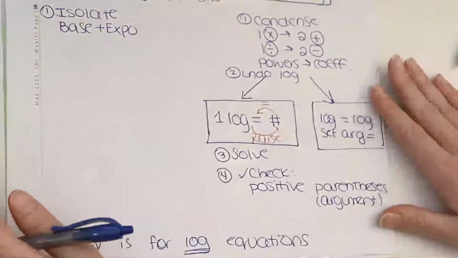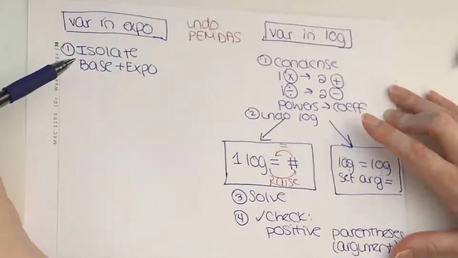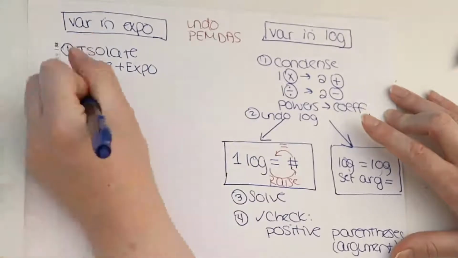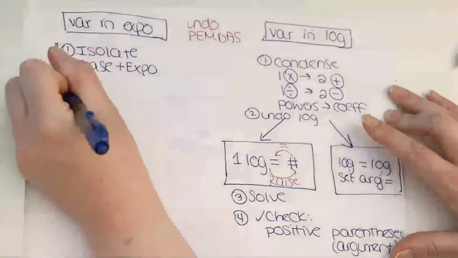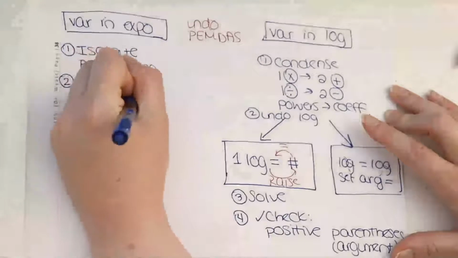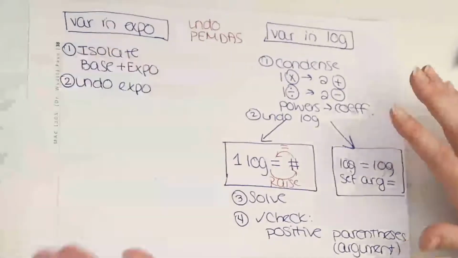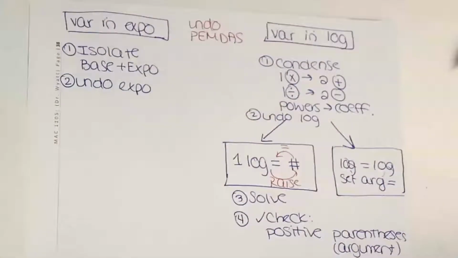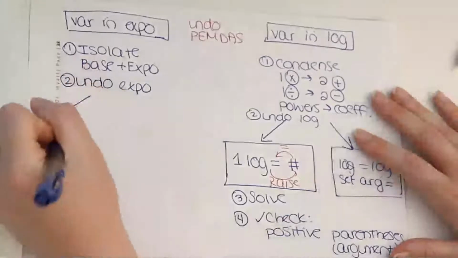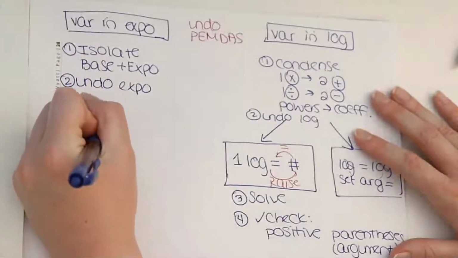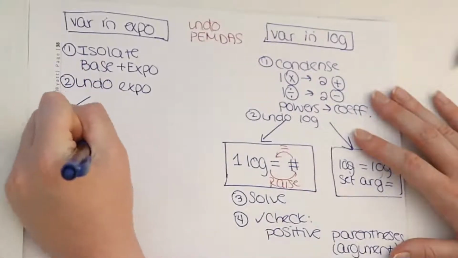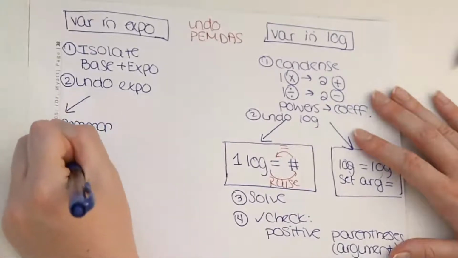Another type of equation that happens is the variable in the exponent. That is going to be to isolate the base plus the exponent. And then there, you have to somehow undo the exponent. And that, just like undoing the log, you have 2 different ways. One way is that you can get a common base and set the exponents equal.